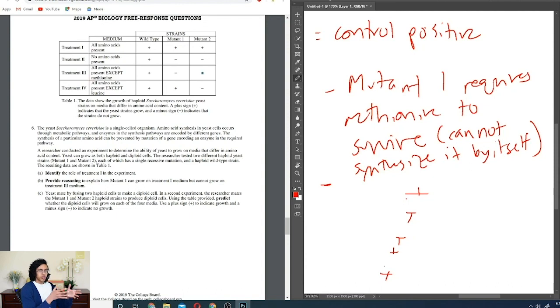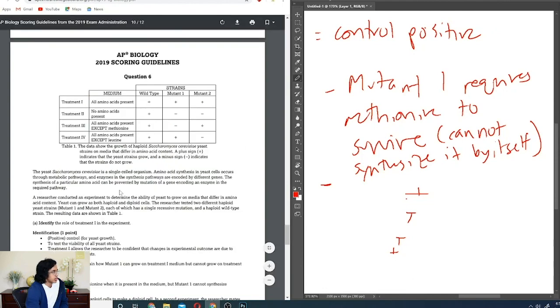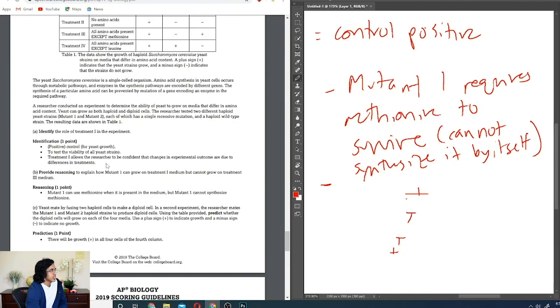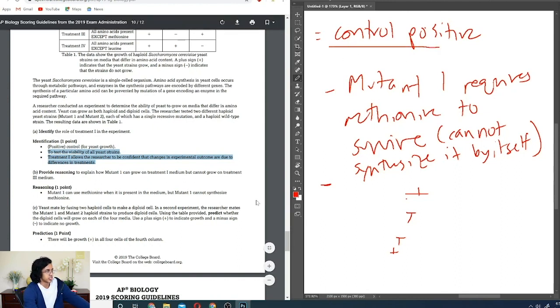So if you combine them, they'll have at least one of the normal dominant one, and we should be good. What the shoot? 5 pluses. Let's go. Okay. A positive control. I can't tell if these bullet points mean that you have to have all of them, or whether, well, anyways, this is just stuff that you gotta add, but once you get this, you're basically just listing the definition of a control. Okay. Can use methionine when present, but it cannot synthesize it. Okay. There will be a growth in all 4. Epic.